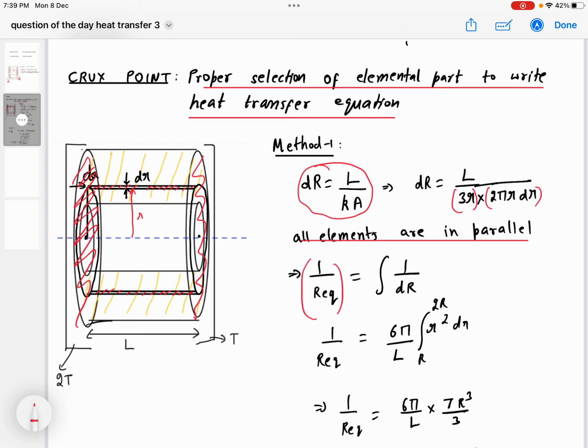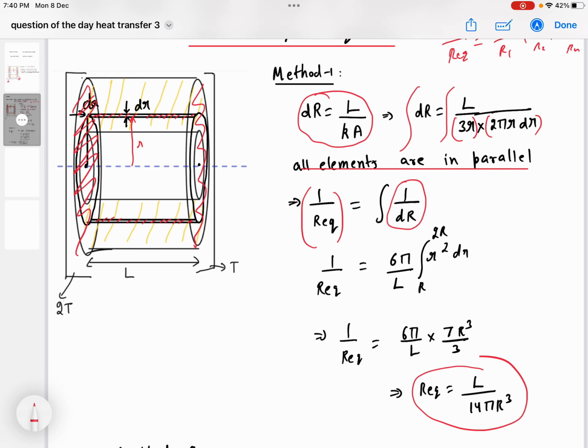So 1 by R equivalent will be the integration of 1 by dR. What students generally do wrong is write dR and try to integrate that directly. But we can integrate that way only if the elements are in series, and here the elements are in parallel. So we should write 1 by R equivalent as the integration of 1 by dR, just like in parallel we write 1 by R equivalent is 1 by R1 plus 1 by R2 and so on. So I have to add 1 by dR of each and every element. By solving, I get R equivalent as L upon 14 pi r cube.